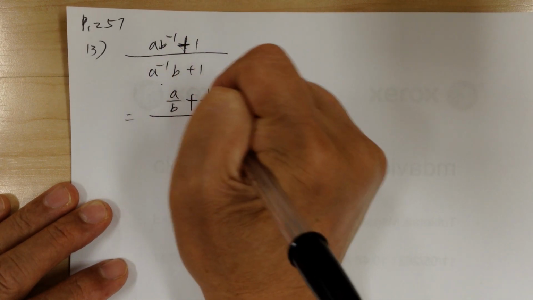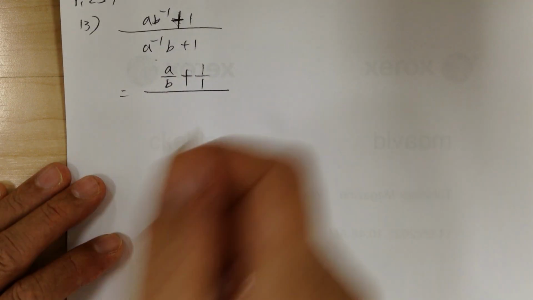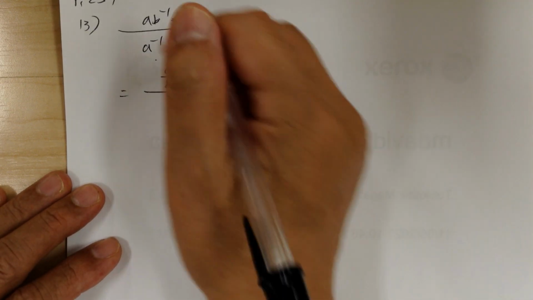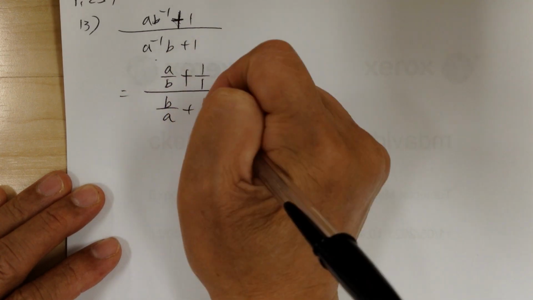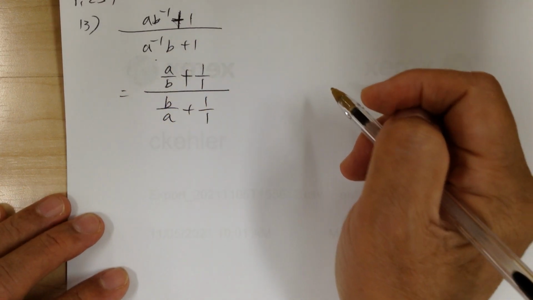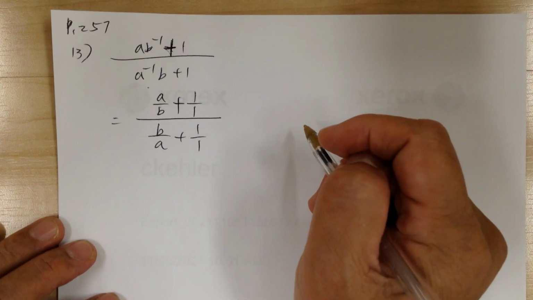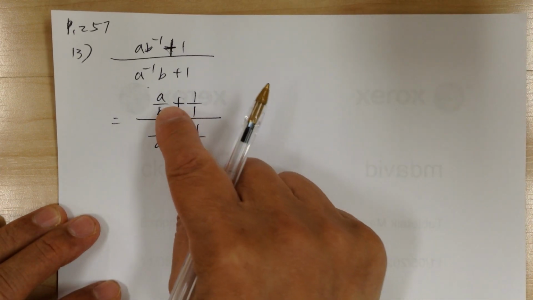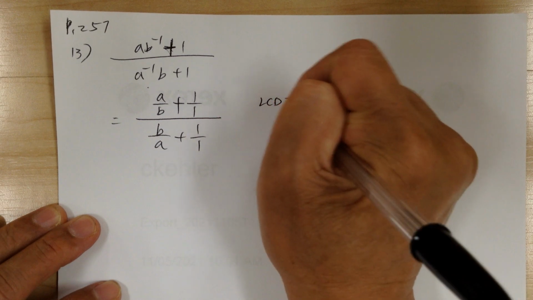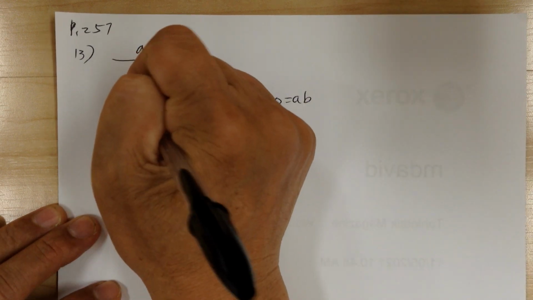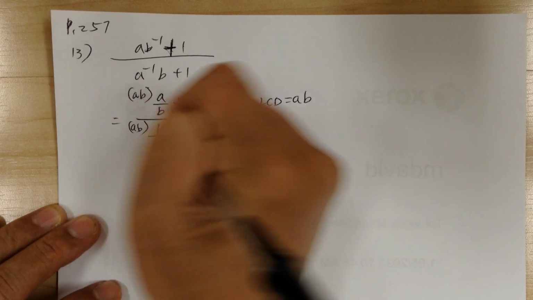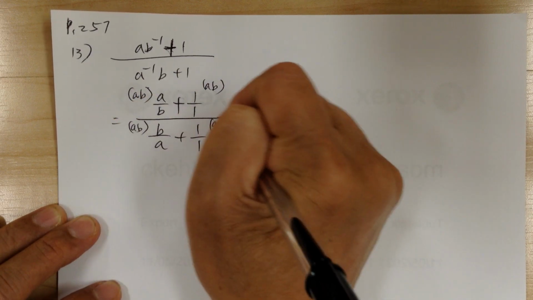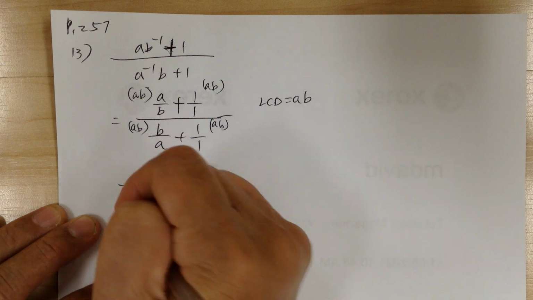The 1, I'm going to write 1 over 1 because I'm getting ready for simplifying the complex fraction. This one, the b gets flipped to the bottom, so you've got b over a. Again, I'm going to put 1 over 1. For a complex fraction, you have to multiply by the LCD. So your LCD is equal to ab. So multiply by ab.